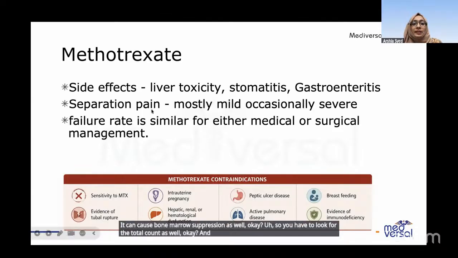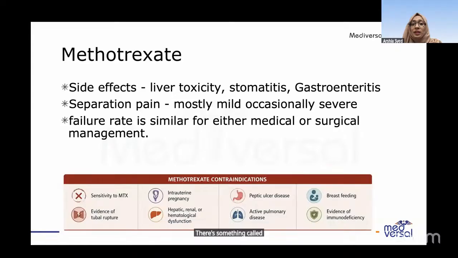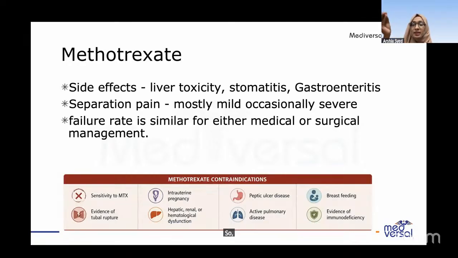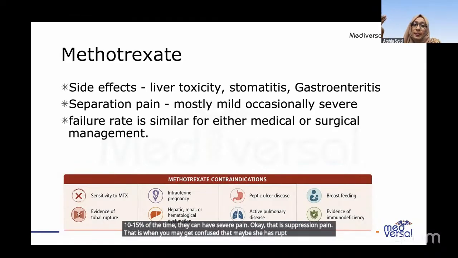Then there's something called separation pain. In this, what happens is you're going to try to remove that implanted pregnancy from the tube. Sometimes when that is getting separated, the patient can have mild pain, and very rarely, maybe 10 to 15% of the time, they can have severe pain. That is separation pain. That is when you may get confused that maybe she has ruptured. So that is separation pain seen in methotrexate.